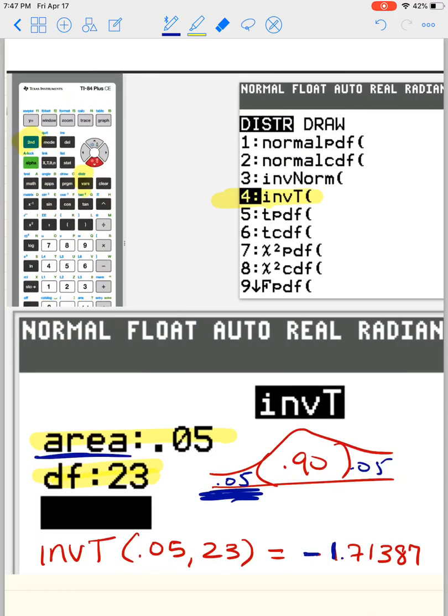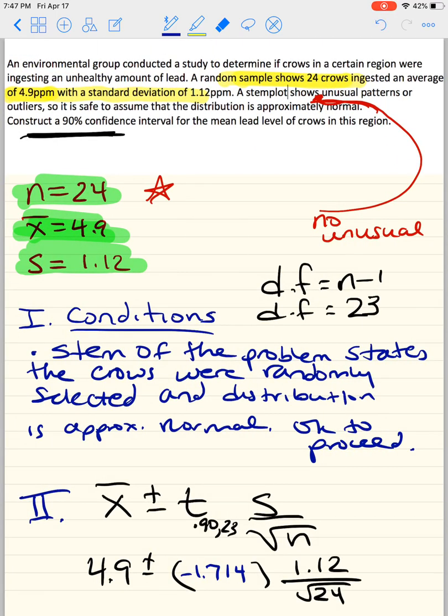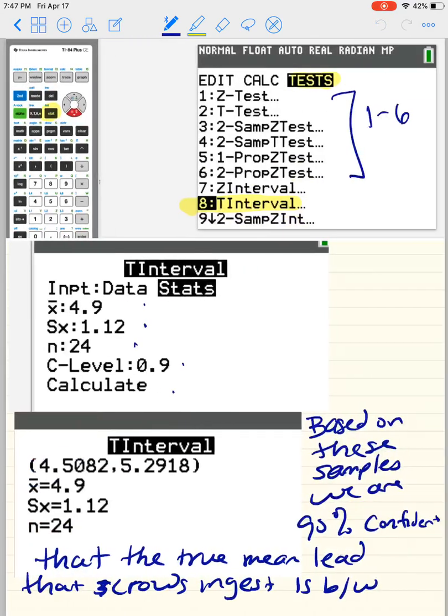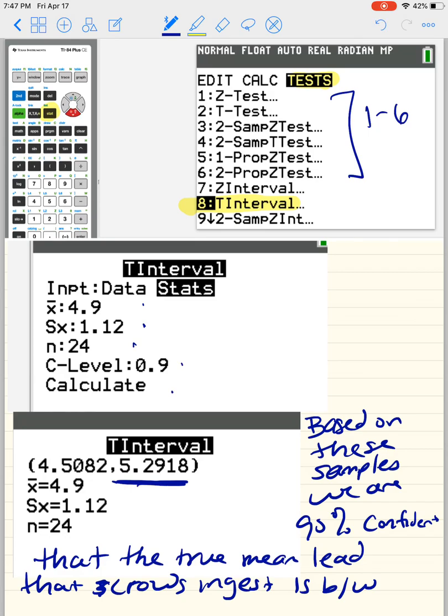So step 1 is conditions, step 2 is formula, and step 3 is interpretation. Then, this is what my answer is, but don't go anywhere because I have a second part to this, and I want to talk to you about it.